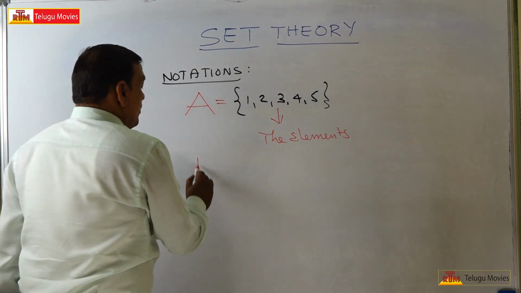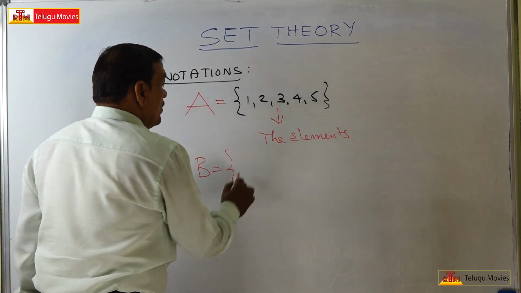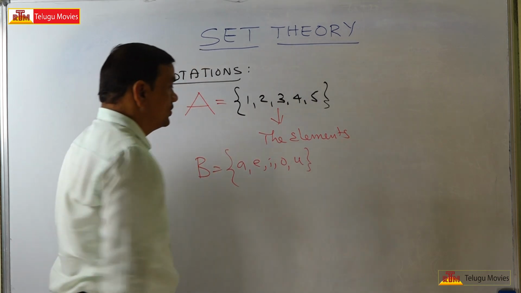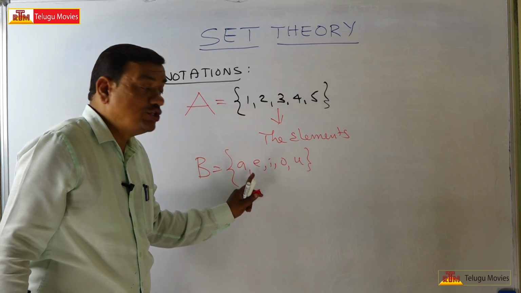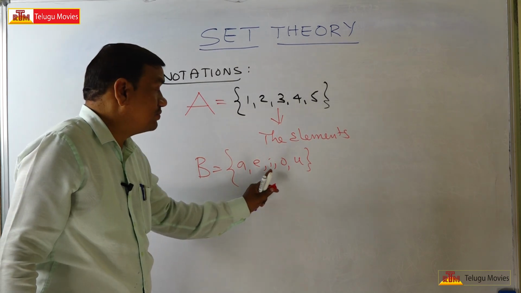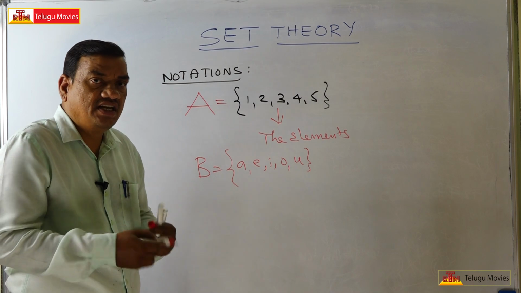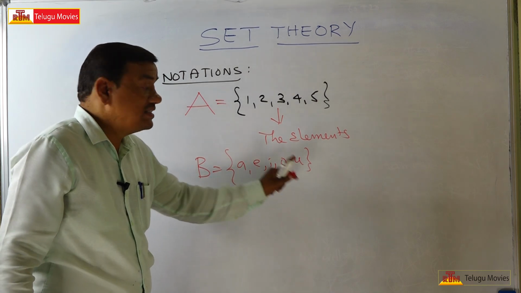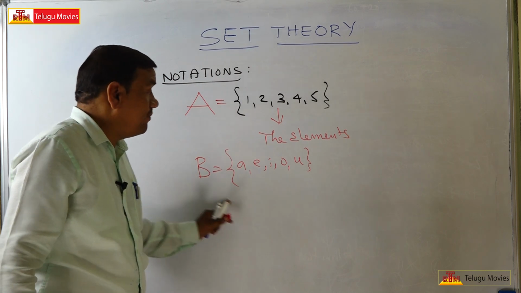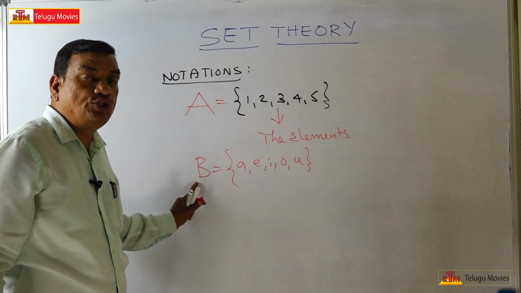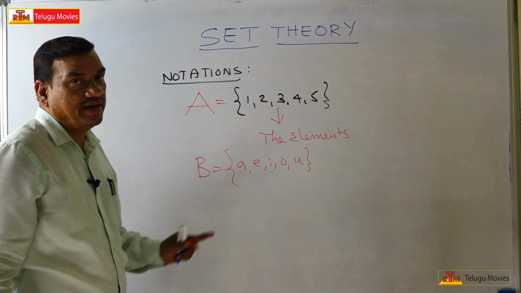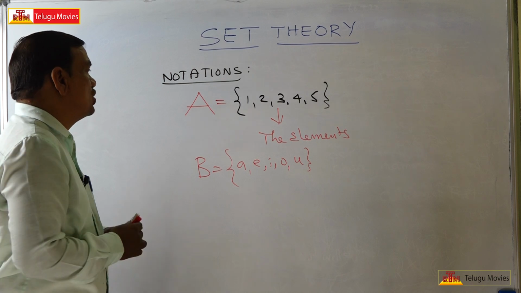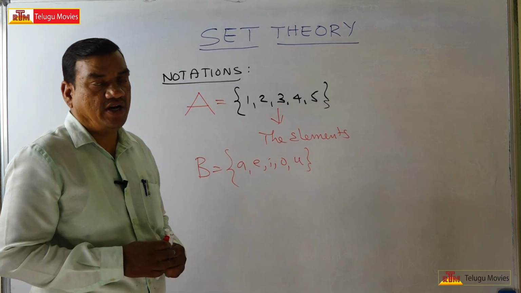For example, B = {a, e, i, o, u}. Here the elements should be represented with small case letters if it is in the English language, and the name of the set, whatever that may be, should be represented with capital letters. So this is the representation of the set and the notation, right?